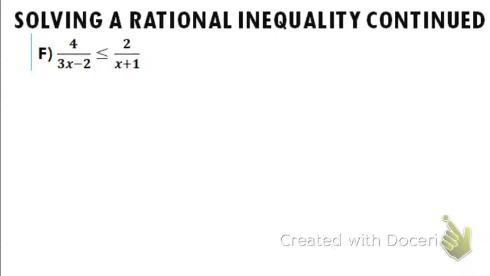Looking at this guy right here, I have a rational, and then an inequality, and then another rational. Talk to me about first steps. I want one side to be a 0. So I'm going to subtract one of my rationals to the other side. I'm going to go ahead and subtract 2 over x plus 1 from both sides. So that's going to give me a 0 over there on the right.